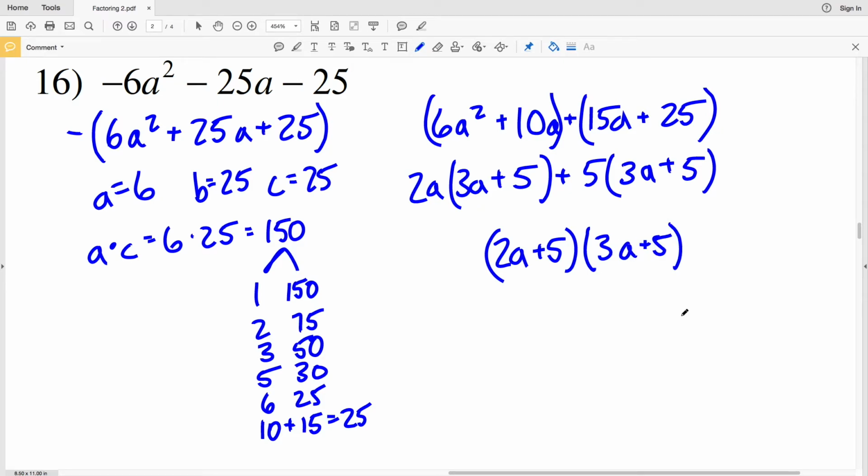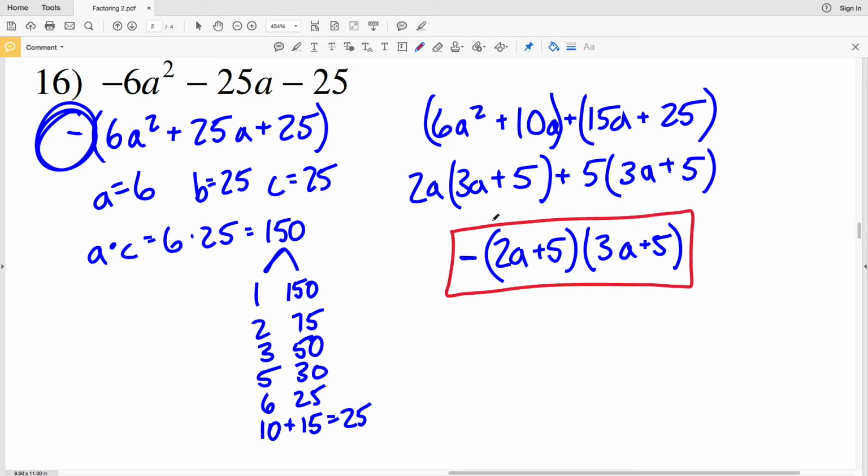However, that's not my final solution because remember, I pulled out a negative at the start. So I have to multiply by that negative 1 at the end. So my final solution is negative, or the opposite, of 2a plus 5 times 3a plus 5. And if you have trouble keeping track of the negative, keep it in the problem the entire time. Put a negative with parentheses and a negative with parentheses. That way you don't forget to add it back in at the end.